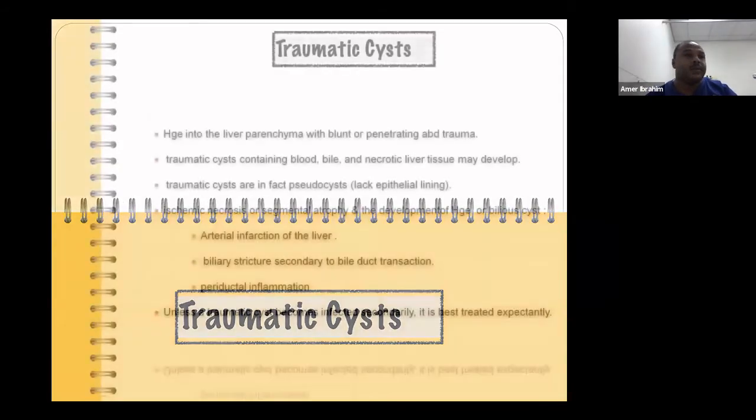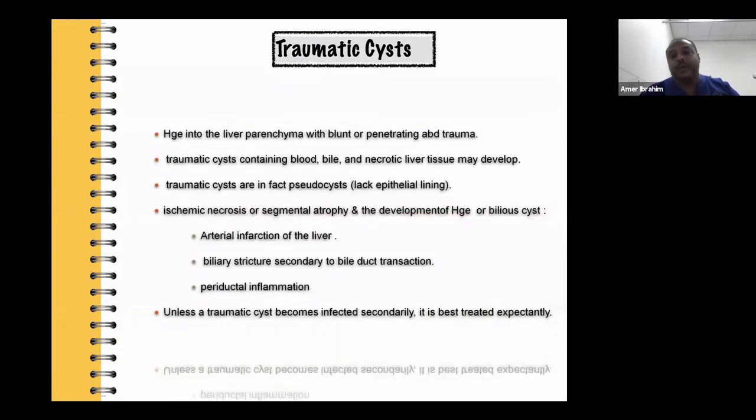So traumatic cyst is actually a sequela of liver trauma, either blunt or penetrating trauma. It leads to accumulation of blood, bile, and necrotic liver tissue. In the end, it lacks the cuboidal layer that is present with a true cyst. So it's not an actual cyst; it's a pseudocyst. Most of the time, it's a sequela of arterial infarction and might lead to biliary stricture secondary to bile duct transection and periductal inflammation.